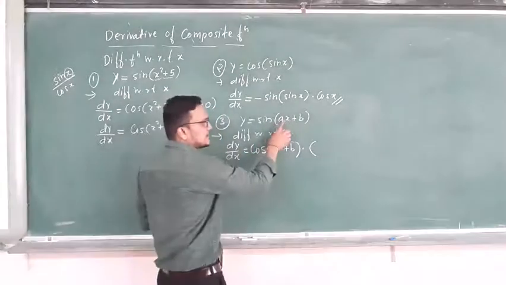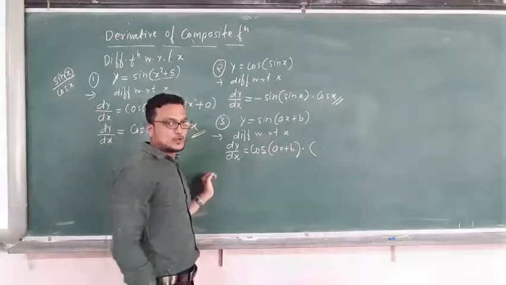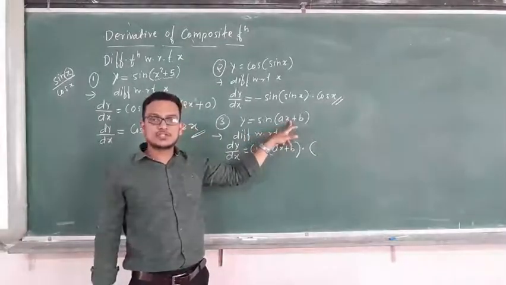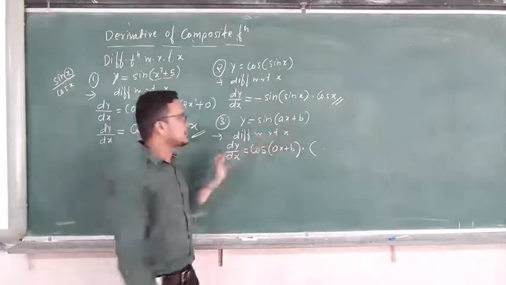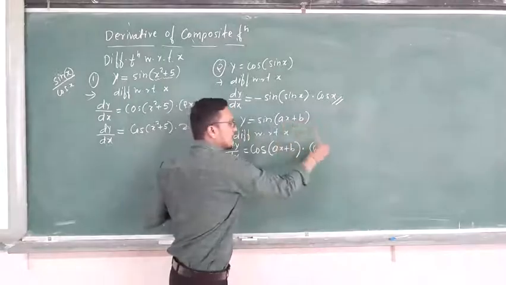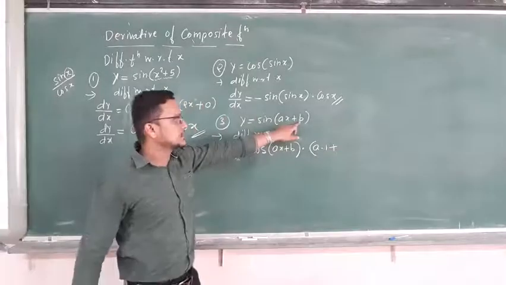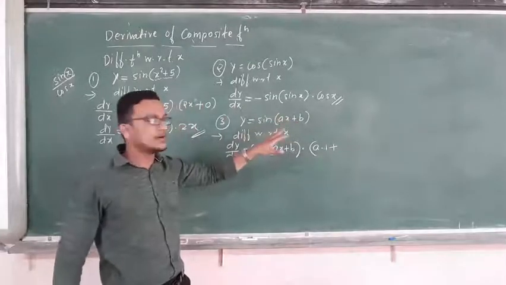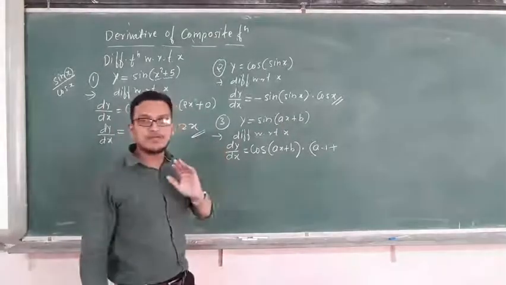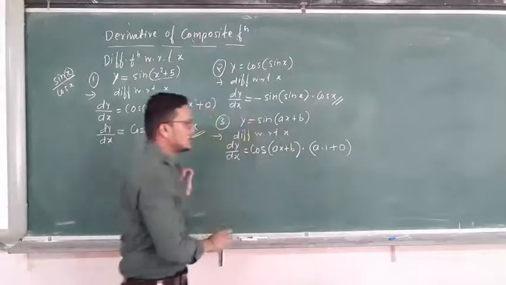To this x, a is multiplying. A is a constant here, but don't write the derivative as 0. Whenever a constant is multiplying the variable x, we keep that constant as it is into the derivative of x. The derivative of x is 1, plus now it is b. B is again a constant, but this b is purely a constant. In that there is no variable or function present. Therefore the derivative of this constant is 0.